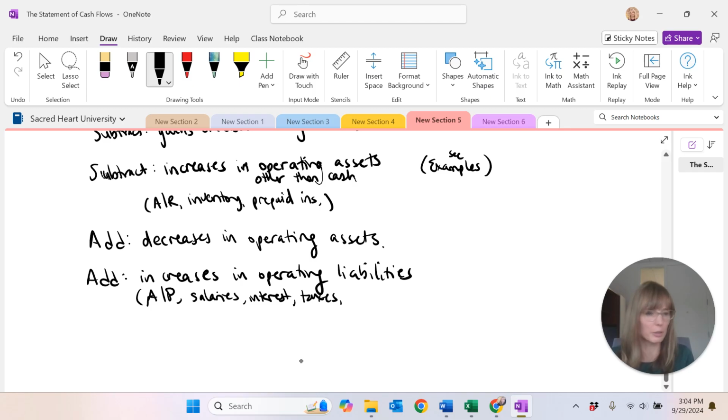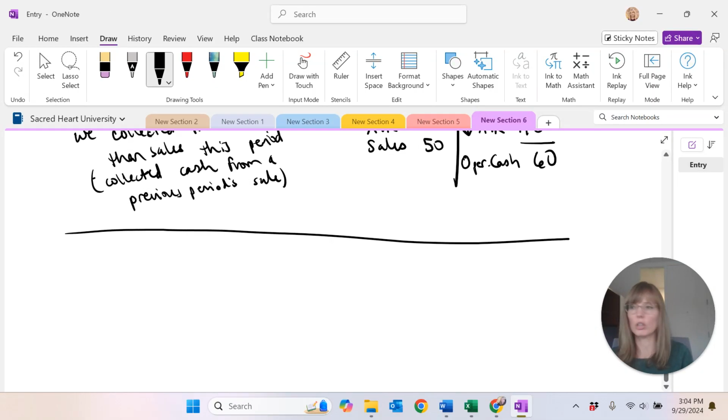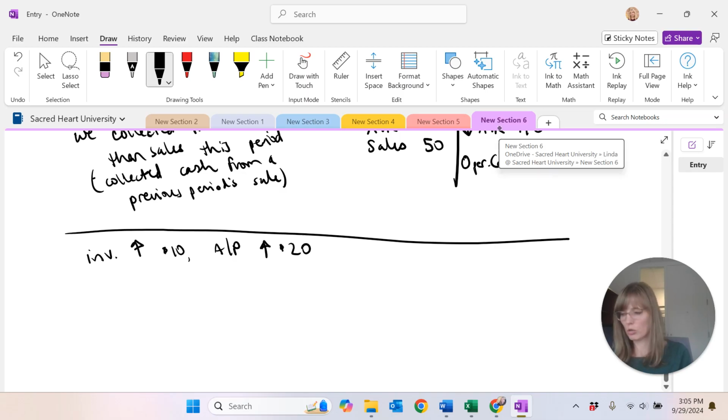Okay, let's just take a look at one brief example. Earlier I said that inventory was purchased all in cash. Let's assume that inventory is not purchased all in cash. Let's say that inventory increased by 10 and accounts payable during the period increased by 20. So we're going to assume that we've purchased 30 on account, and that we sold 20.